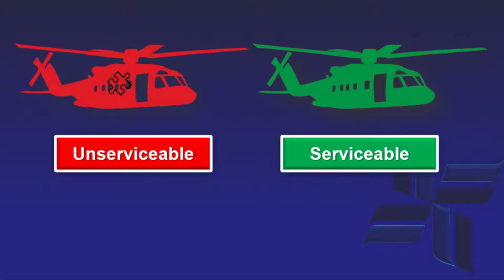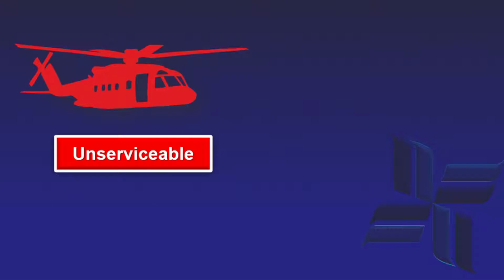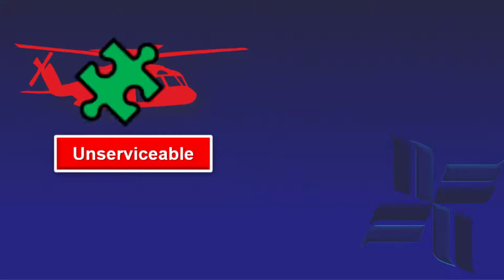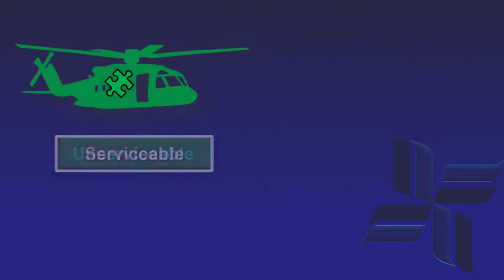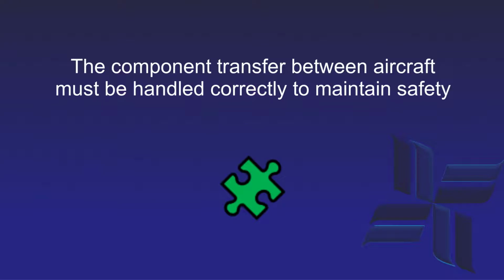The unserviceable aircraft now becomes serviceable, whilst the serviceable aircraft becomes unserviceable, awaiting the arrival of the part from a supplier. The part arrives later and is replaced, making the aircraft serviceable again for flight. This is the robbery process. The component transfer between aircraft must be handled correctly to maintain safety.